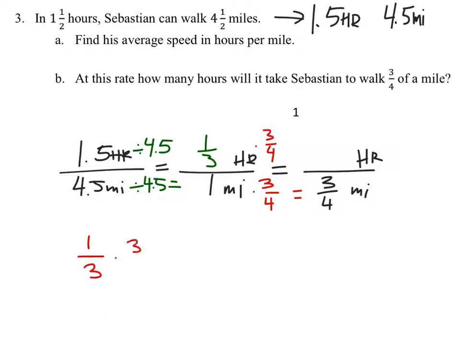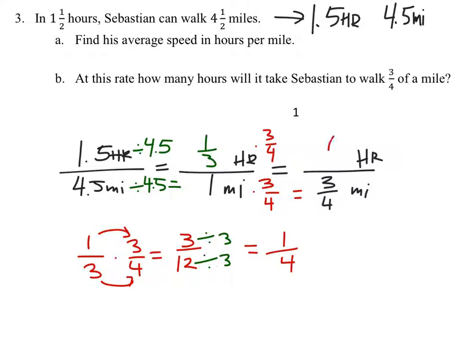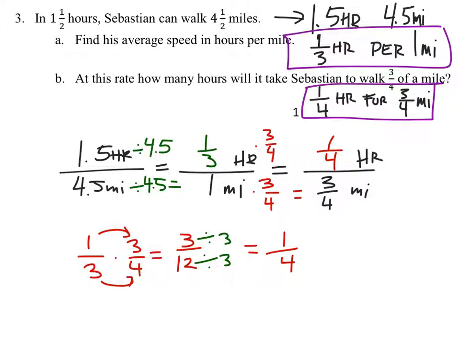Now if I do this, I'll do this down here: 1/3 times 3/4. Some of you guys would cross-cancel or simplify that. We don't have to though. 1 times 3 is 3. 3 times 4 is 12. And this is simplifiable by 3 each. That's a lot of steps. So I mean, it's up to you. 1/4. So this is 1/4 of an hour to go 3/4 of a mile. Bam, there it is.